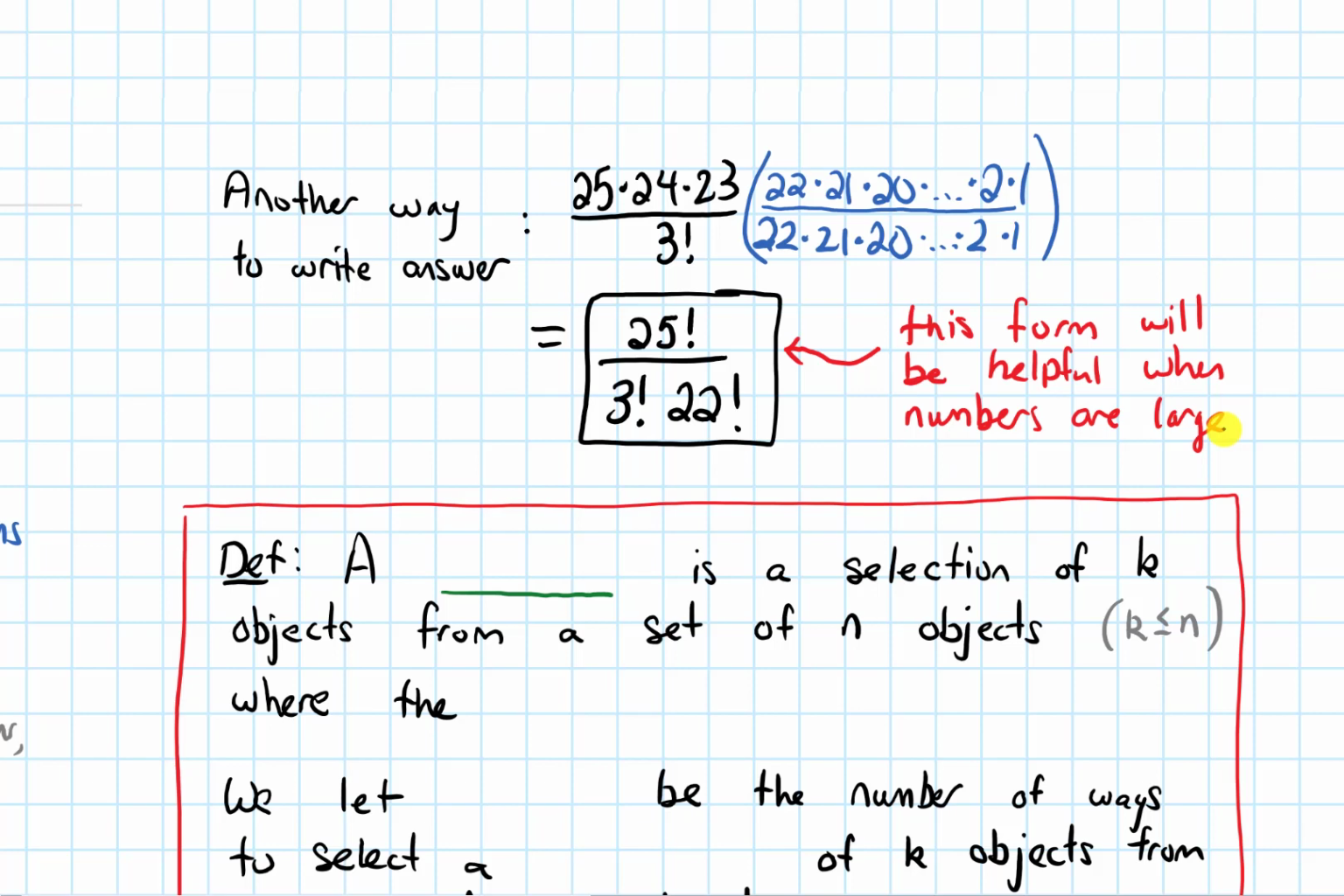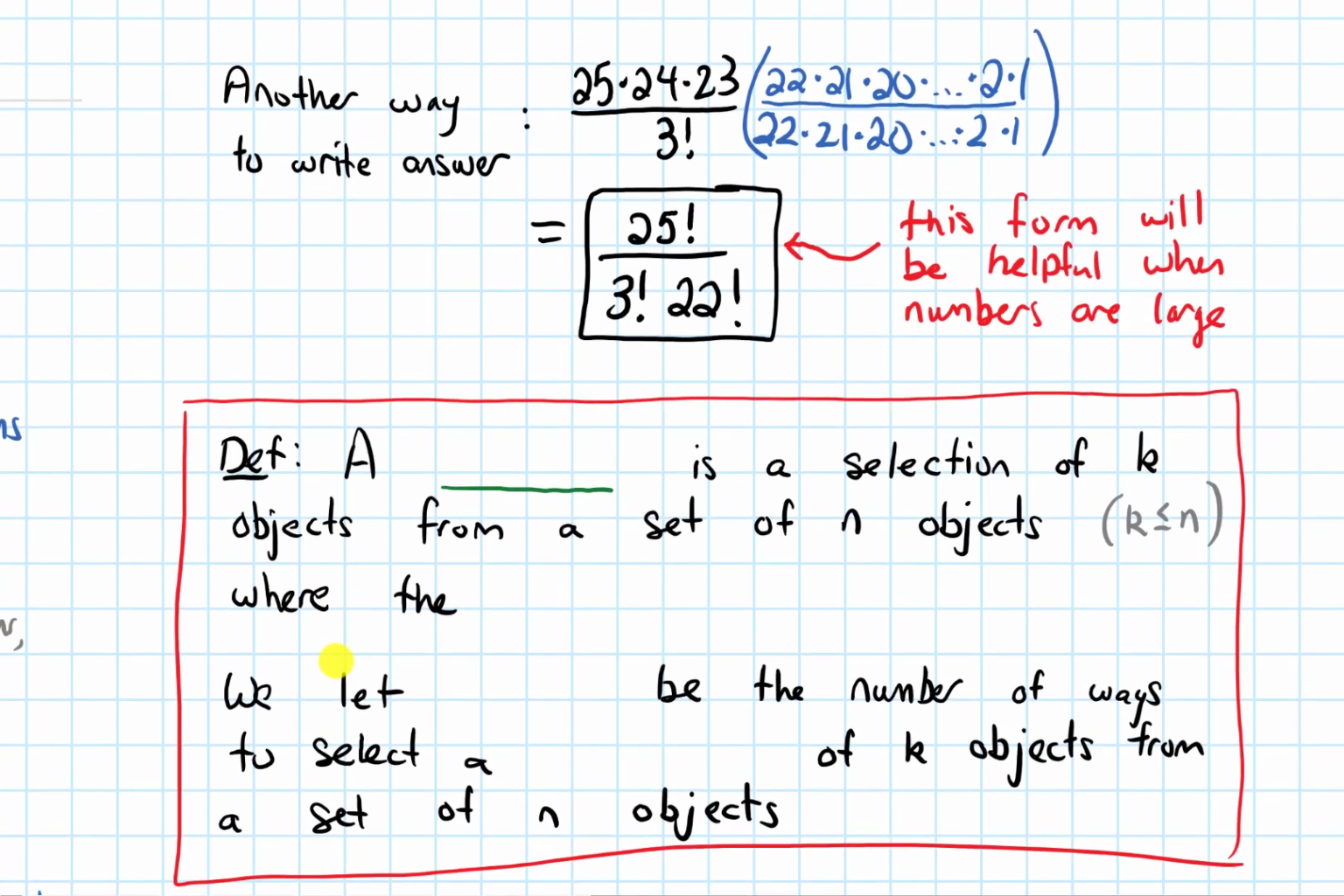All right, so now we are ready for a definition of this thing that we introduced in Part B that we've been counting. The definition says that a combination is a selection of k objects from a set of n objects, where k is less than or equal to n, where the order does not matter.